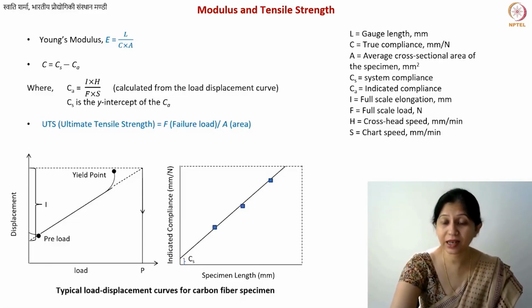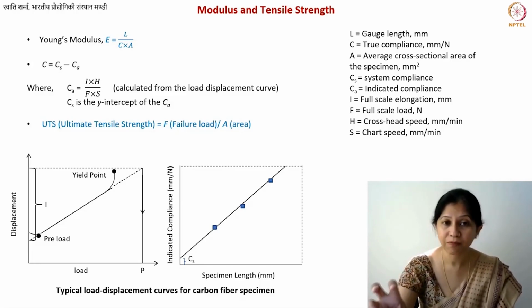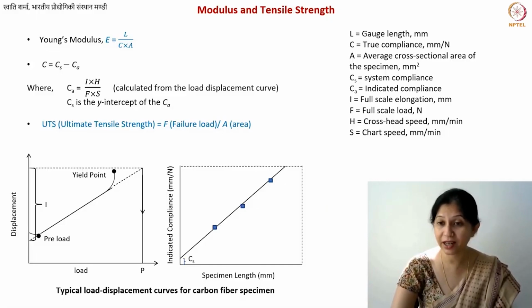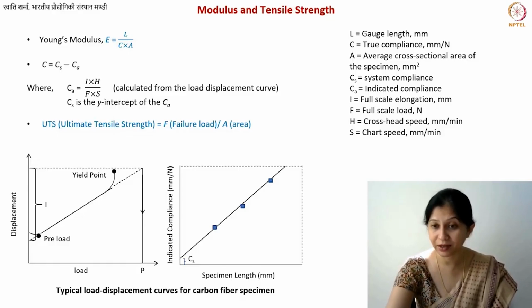Now the second important property for us is the ultimate tensile strength. This is very easy to calculate because you will always know the load at which your fiber breaks, and just that load divided by the cross-sectional area of your fiber is what will give you the ultimate tensile strength of the fiber.